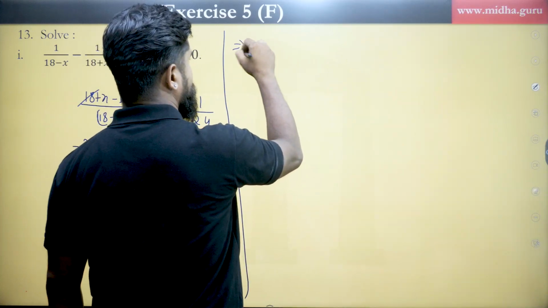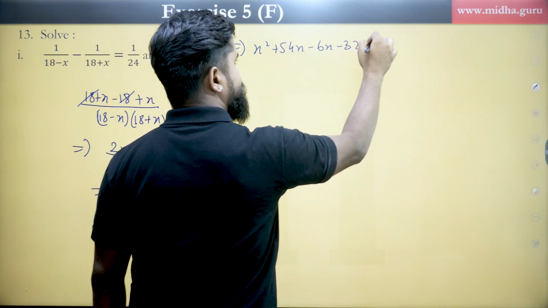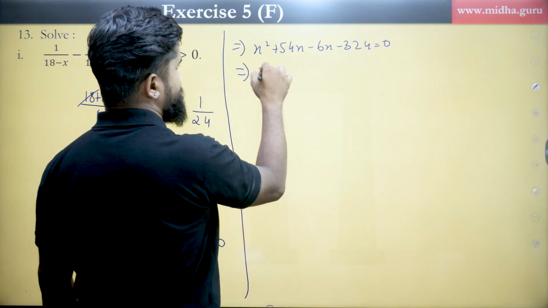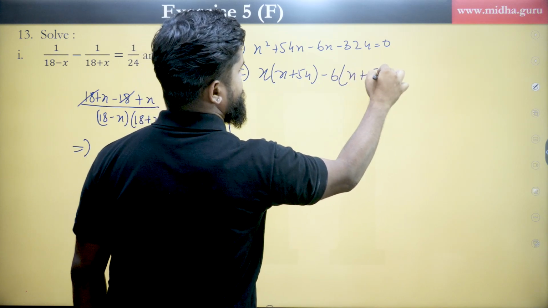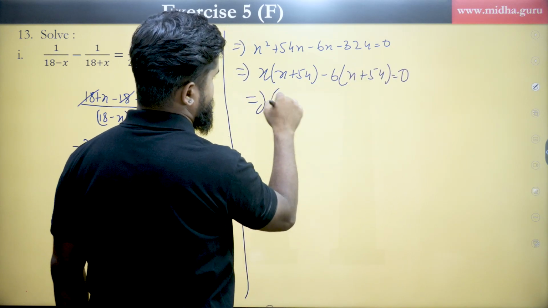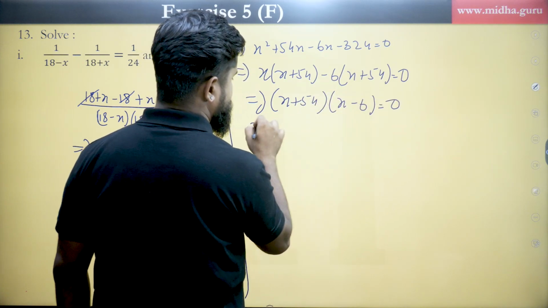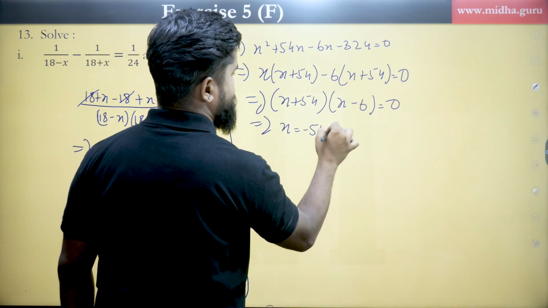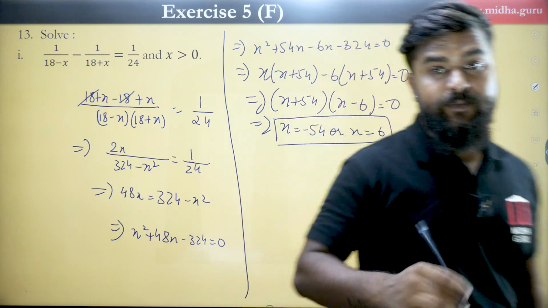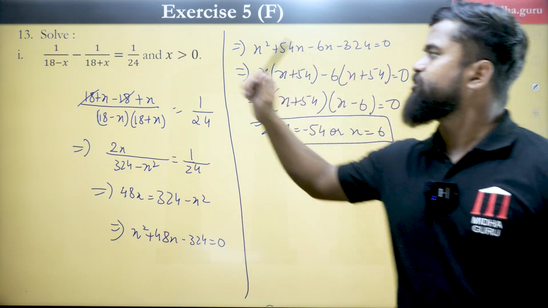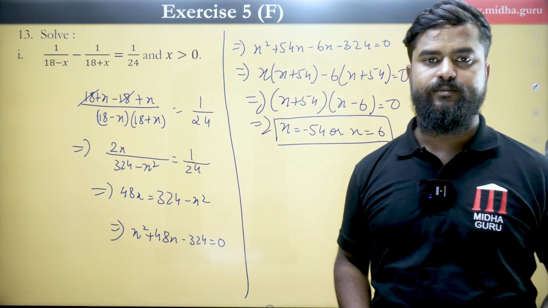So we'll write x square plus 54x minus 6x minus 324 is equal to 0. Take x as common here. Take minus 6 as common here. So these will be the solutions, that is minus 54 or 6 will be the solution for this given quadratic equation. Let's move on to the next one.